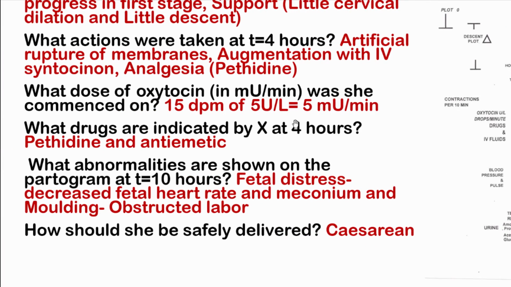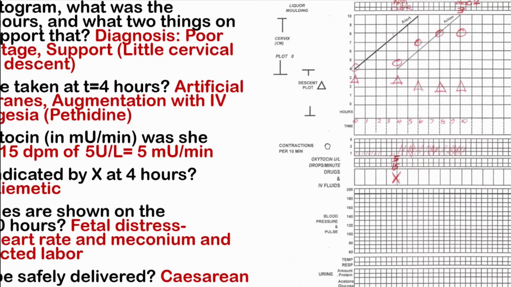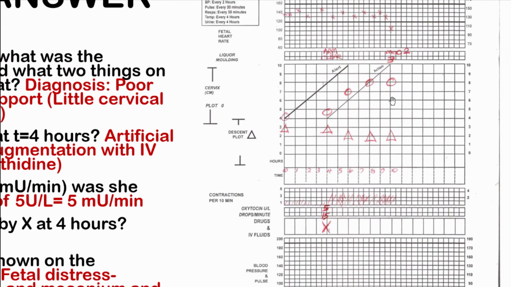Then what abnormalities are shown on the pathograph at t equals 10? So we come to t equals 10, where this person dilated to about 8 centimeters, but remained at 8 centimeters. The descent still is so poor, so this person didn't descend, and they are still remaining at a descent of 2. Then we can see that there is meconium present, grade 2 meconium, and there is molding present, 3+ molding.